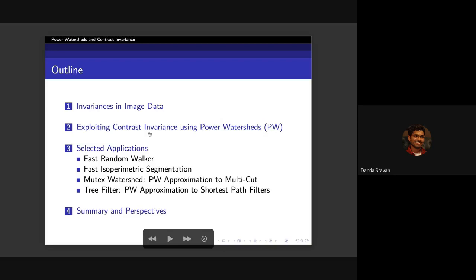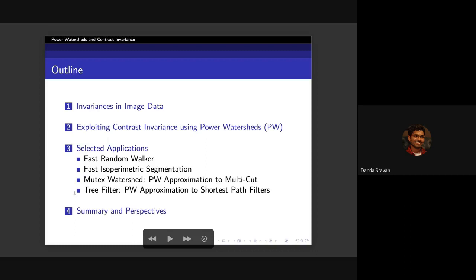can help us in using this notion of contrast agnostic solutions in imaging applications. So after that, I'll be speaking about some of the previous applications. So the first one is the fast random walker. This was done by other groups much earlier, about 10 years ago. Then I'll talk about a couple of applications that I have done during my PhD.